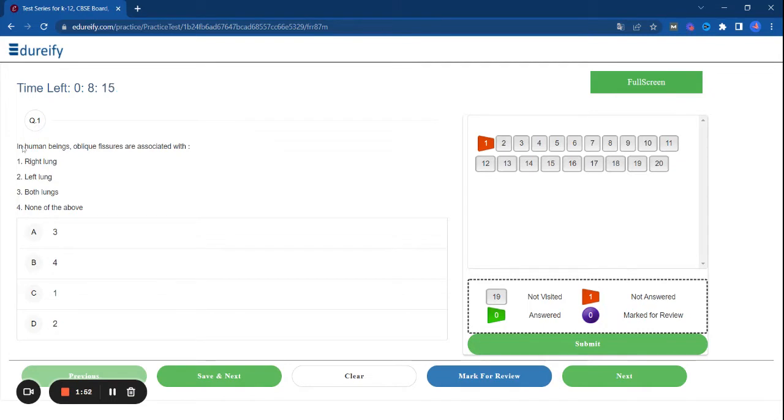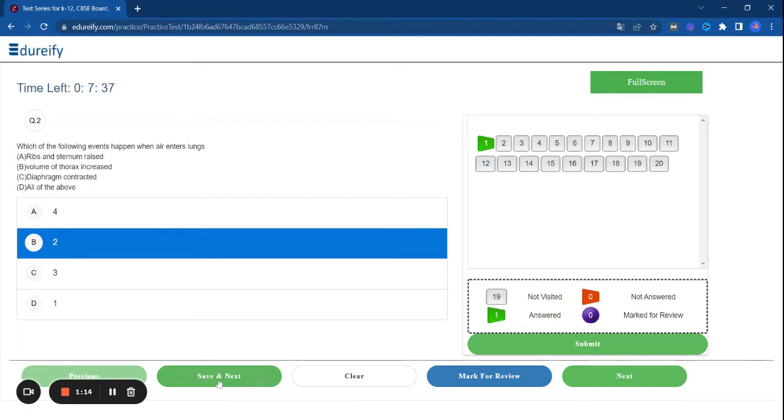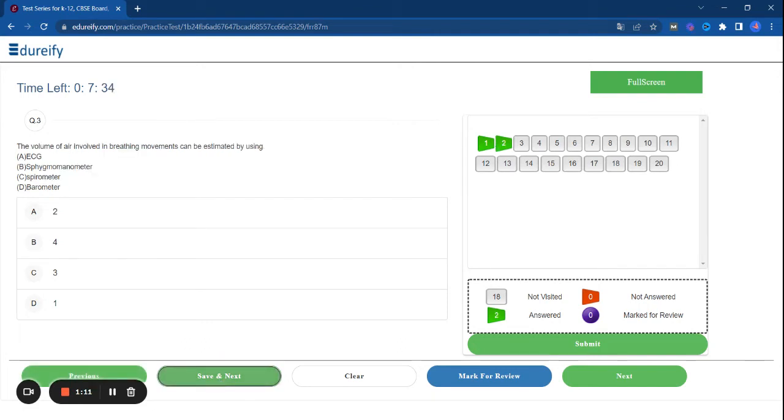So the first question is: in human beings, oblique fissures are associated with right lung, left lung, both lungs, none of the above. So our correct answer should be right lung. Which of the following events happen when air enters lungs? Ribs and sternum raised, volume of thorax increased, diaphragm contracted, all of the above. So B. In this way you have to attempt one question and save the answer.